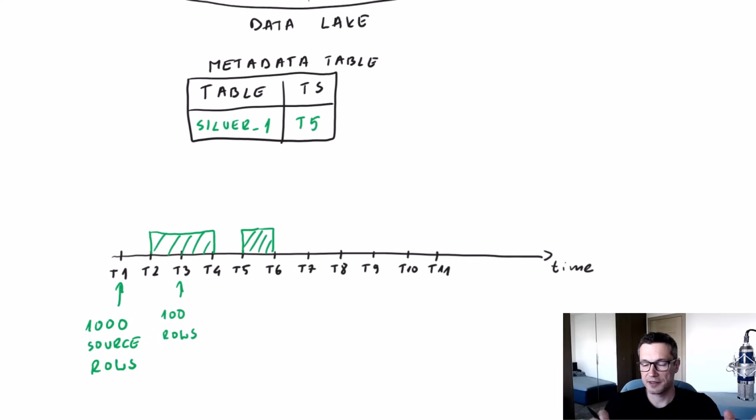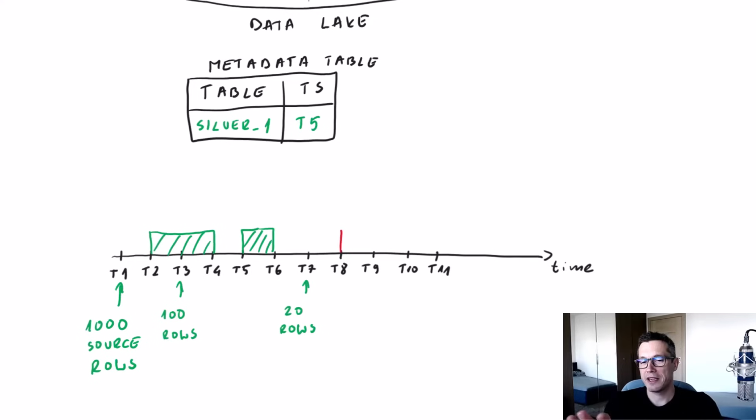T5. That's it. And the process ends. So let's move on. Let's say that at T7 here, yet another set of rows was added. Let's say 20 additional source rows. And at T8 here, we again start our processing.